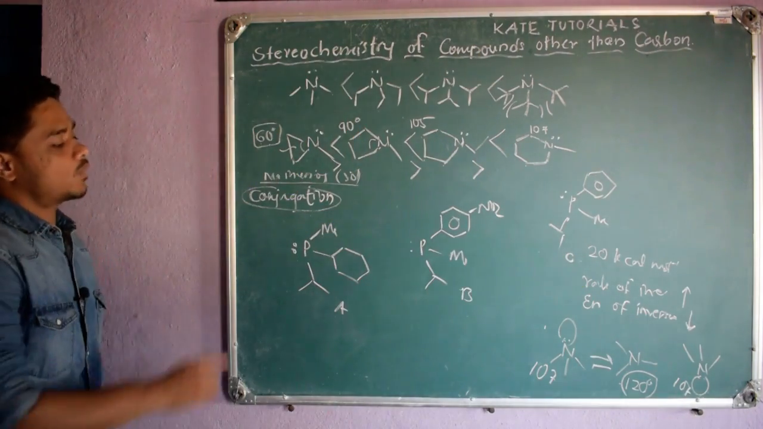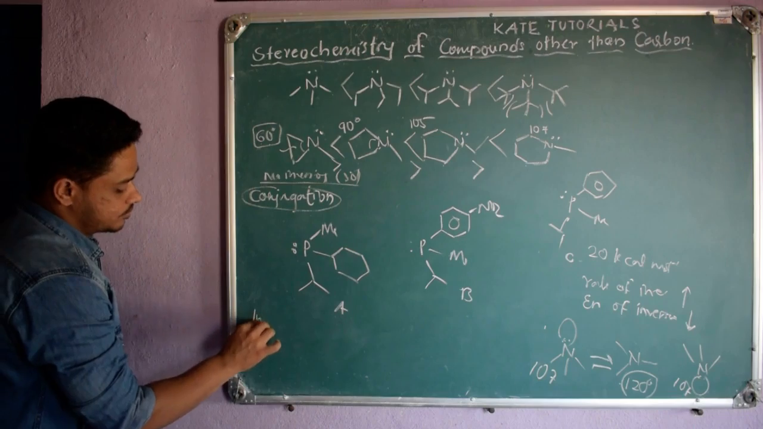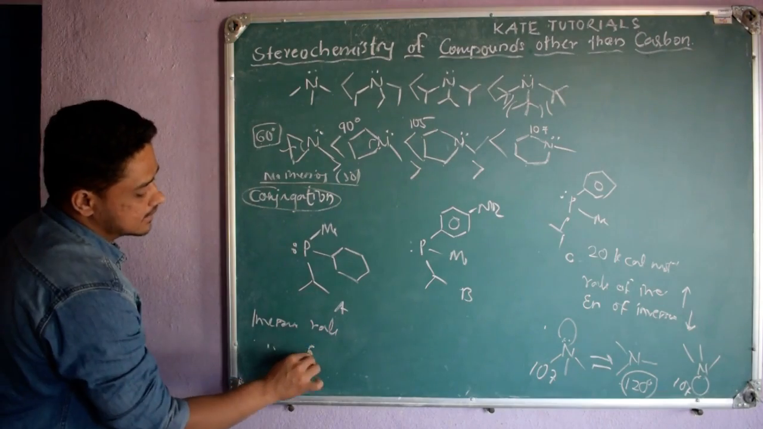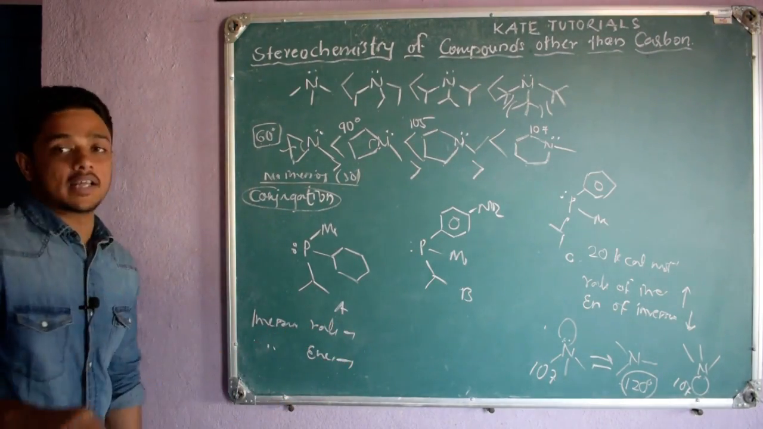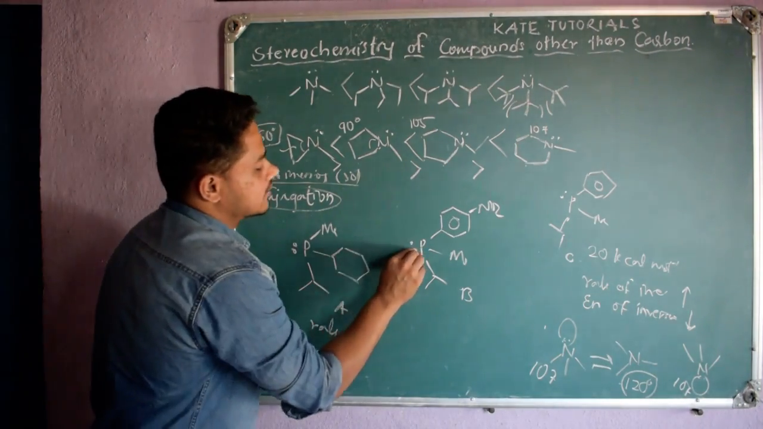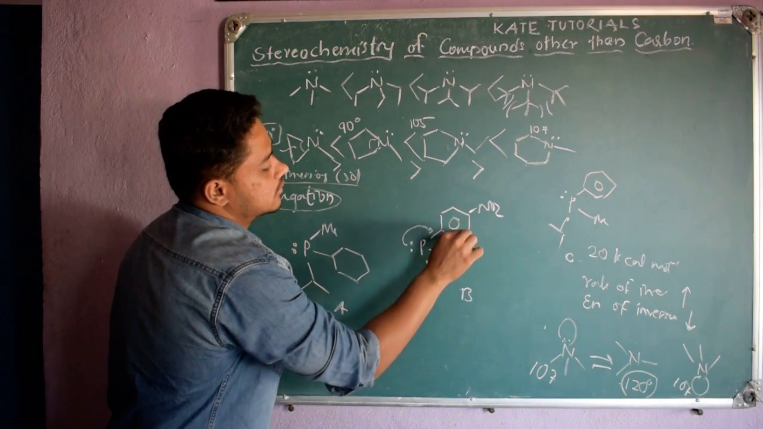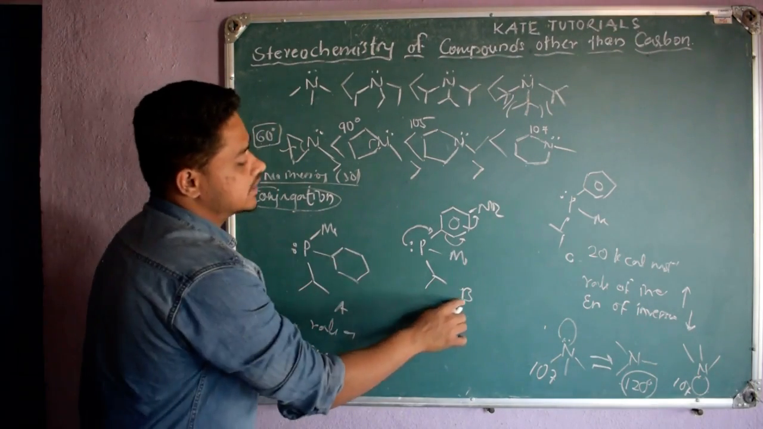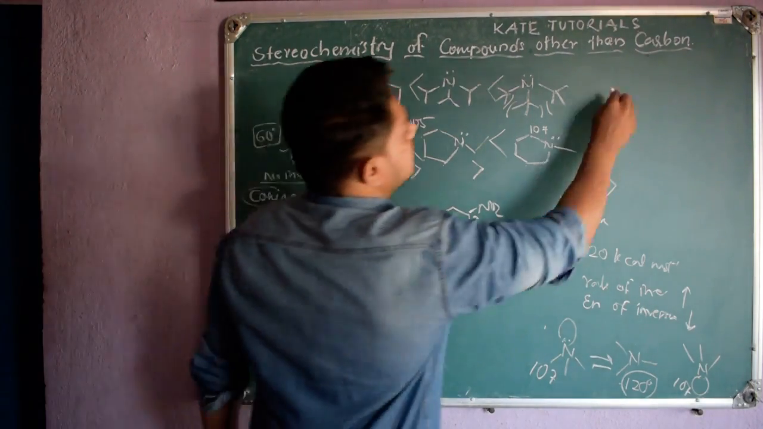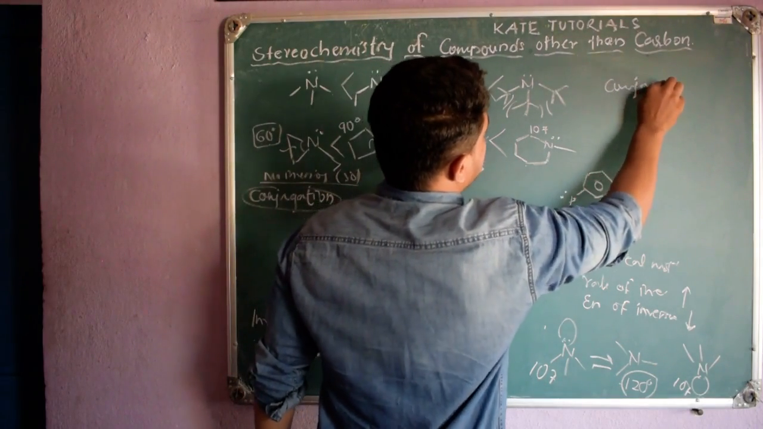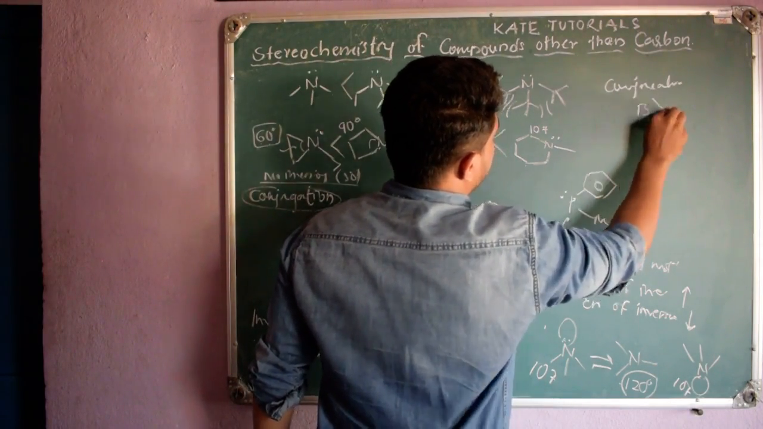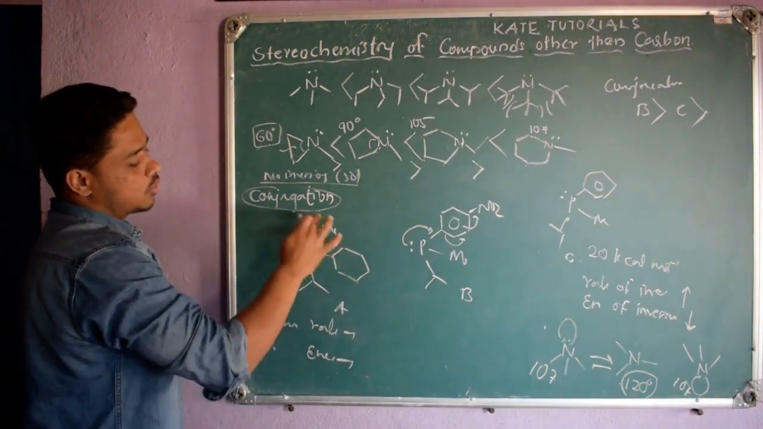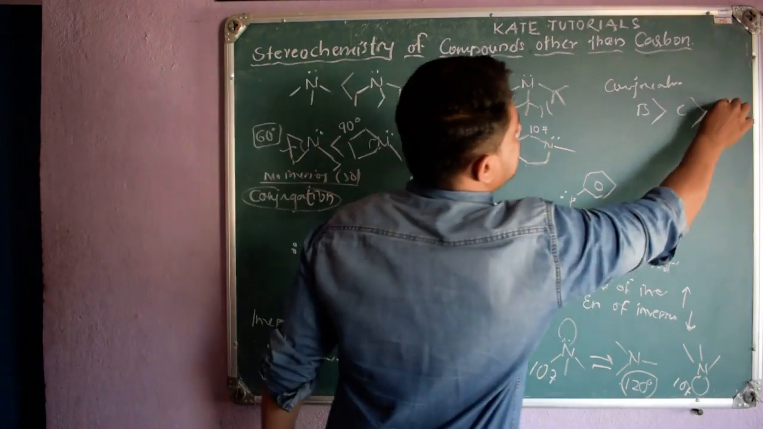Now they are asking about the rate of inversion and the energy. Whenever there is conjugation, see, the conjugation is more for B. This is the order of conjugation: conjugation is more for B, then comes C. Here, for A, there is no conjugation because there is no benzene ring.